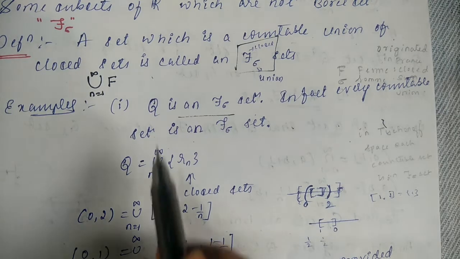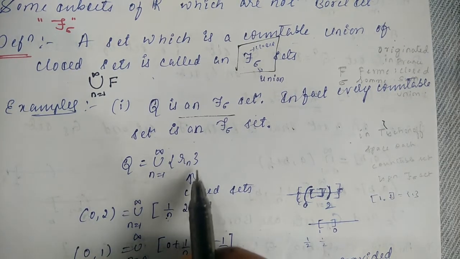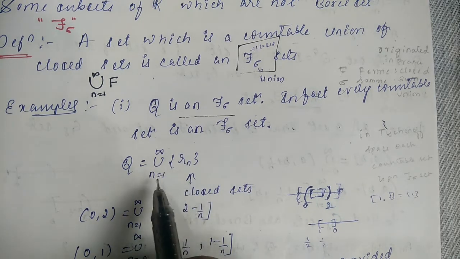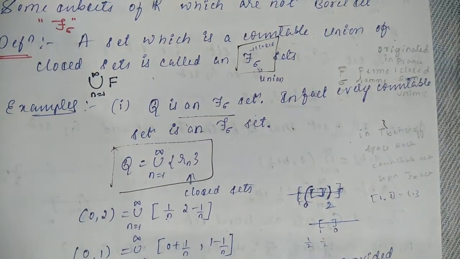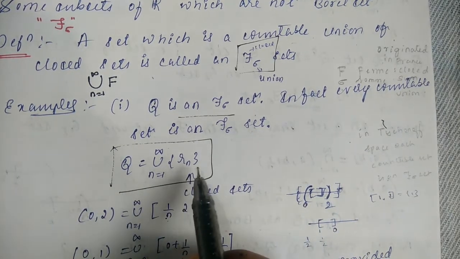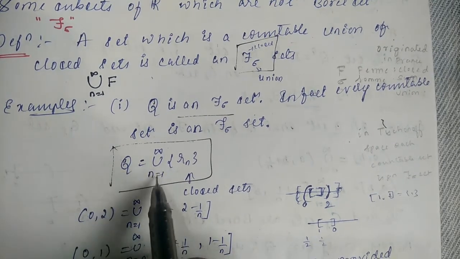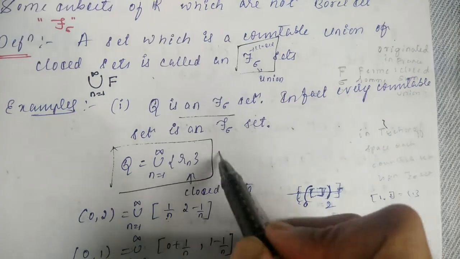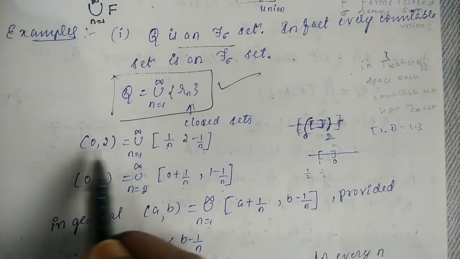Now let us understand why Q is an F sigma set. Q can be written as a countable union of singletons, where the singletons are rationals, union n from 1 to infinity, of distinct elements. Why can it be written like this? Because Q is countable. According to the definition of countable sets, the elements can be written as a sequence of distinct terms r1, r2, r3. So n from 1 to infinity, that is r_n. The singletons {r_n} are closed sets. Therefore it is a countable union of closed sets. Therefore, it is an F sigma set. Is it clear?